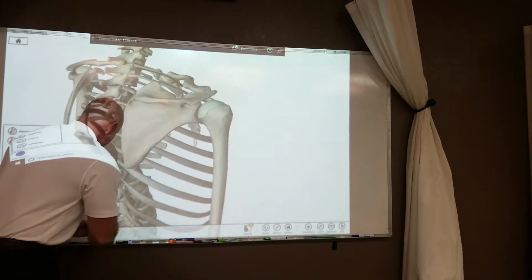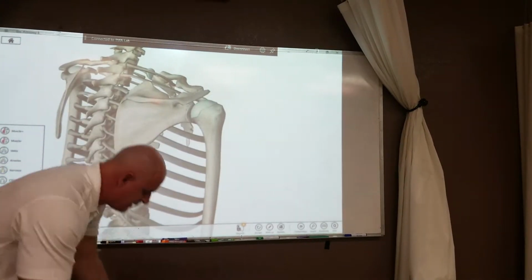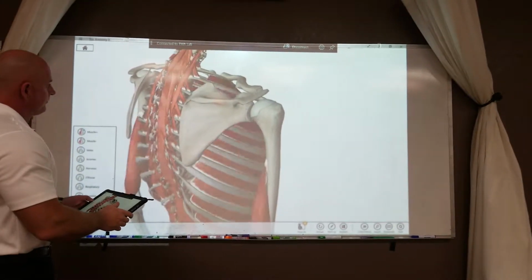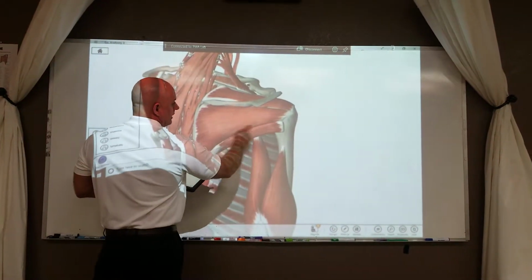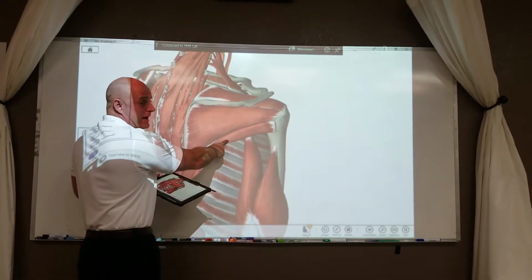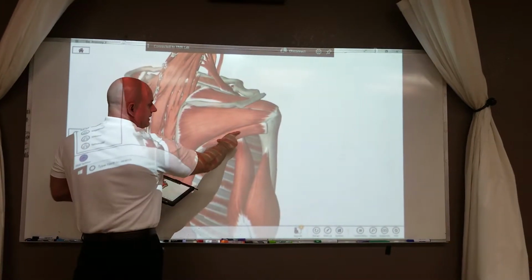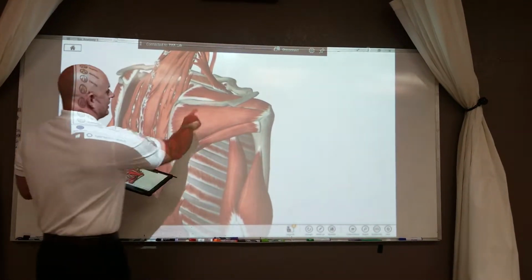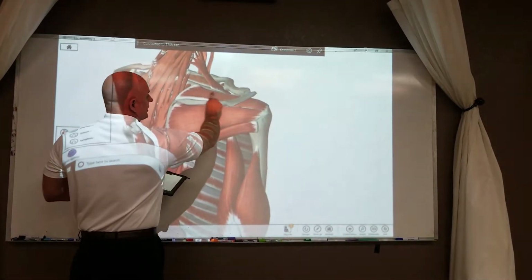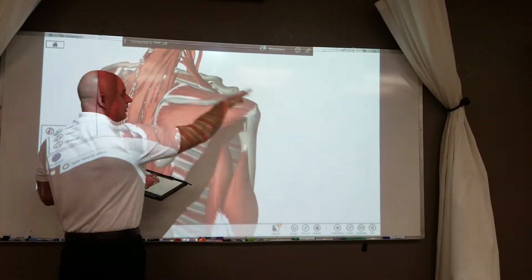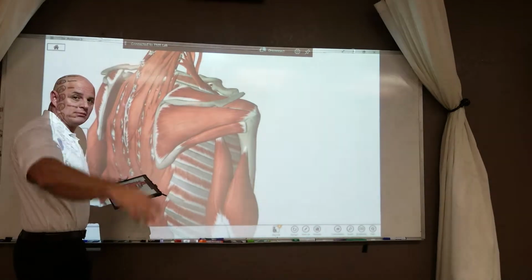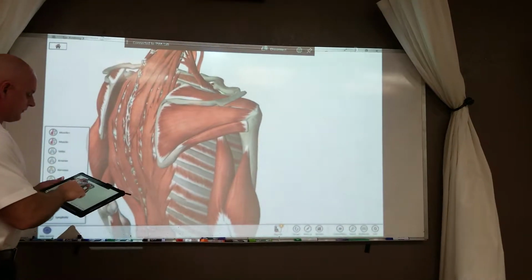Let's turn some muscles on so we can actually see the musculature. So there's our infraspinatus, teres minor. Same type of action. Look what this muscle is here. If that's our supraspinatus, if we were to do the same action here, it would only do abduction. All right.